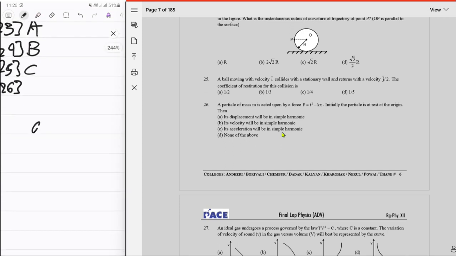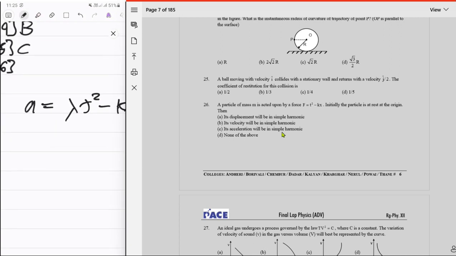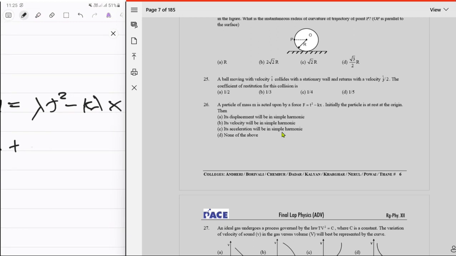So basically, they are saying that acceleration is of this form. Acceleration is like something upon m. Just say 1/m is equal to lambda. So like lambda t squared minus k lambda x. Right, that's this thing. So it's basically x double dot plus k lambda x is equal to lambda t squared.